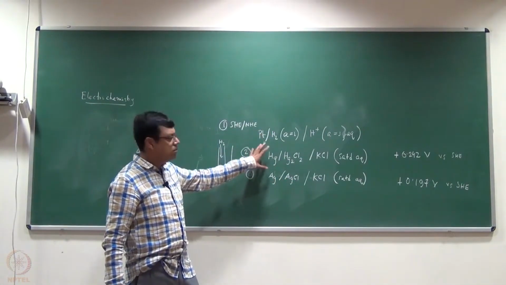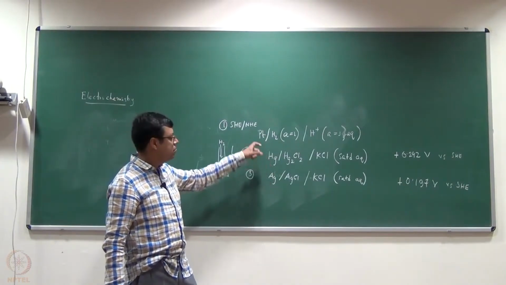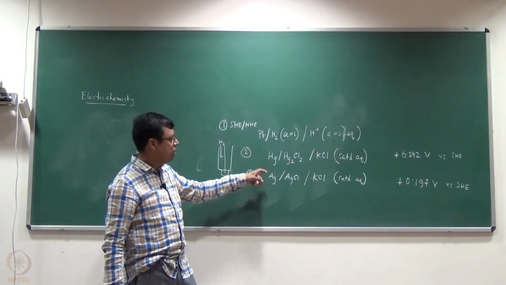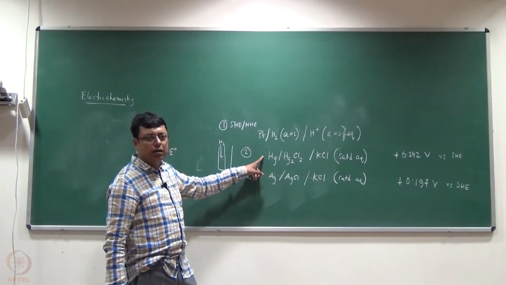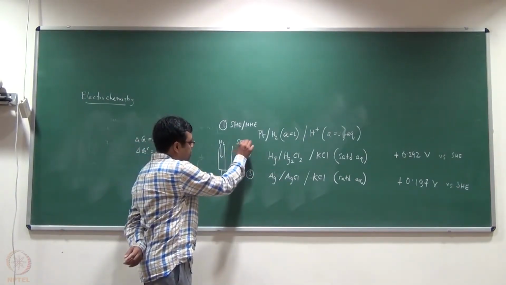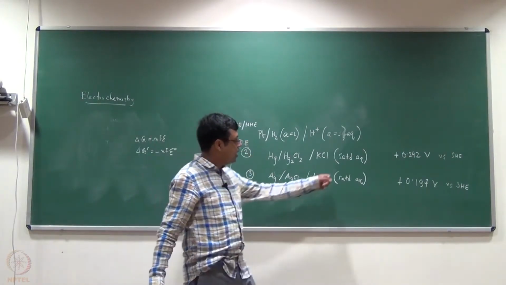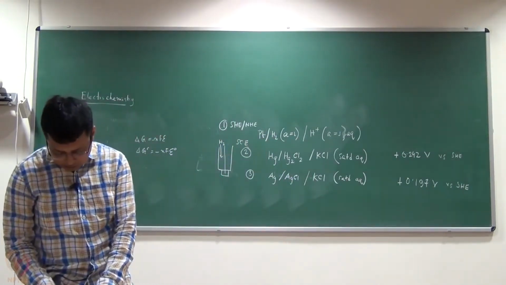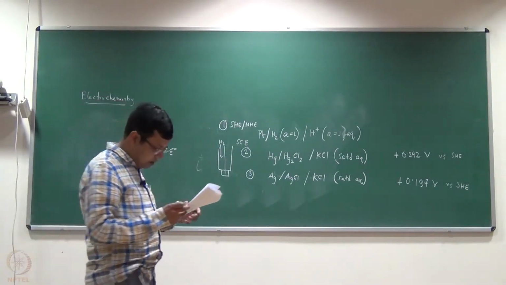Now, suppose I have a cell like this. Suppose I have platinum. These are basically the standard electrodes. This is called the saturated calomel electrode, the reason being that I have a saturated solution. And similarly I have the silver electrode.